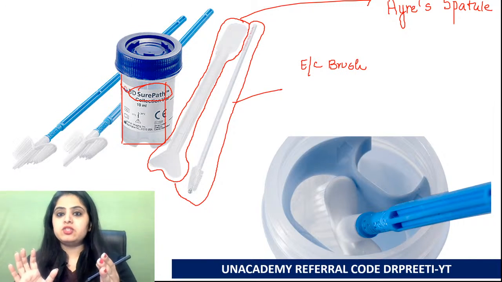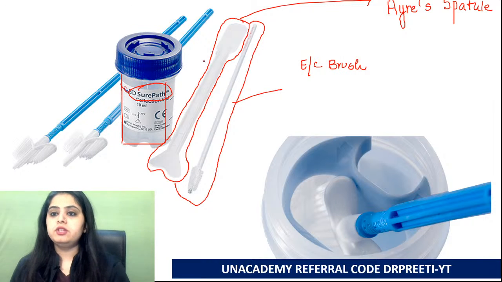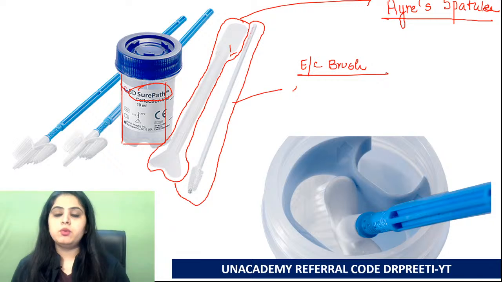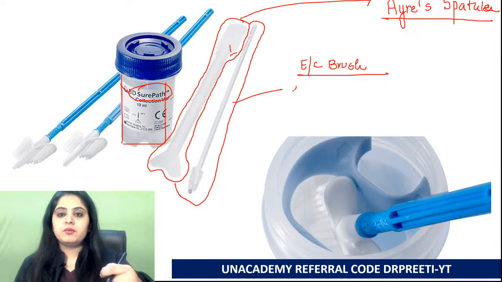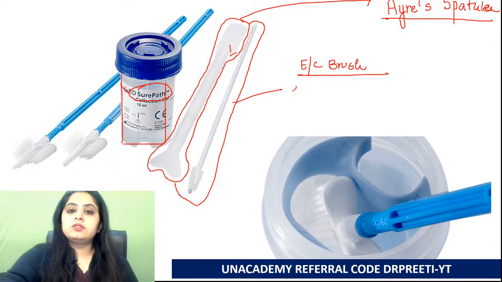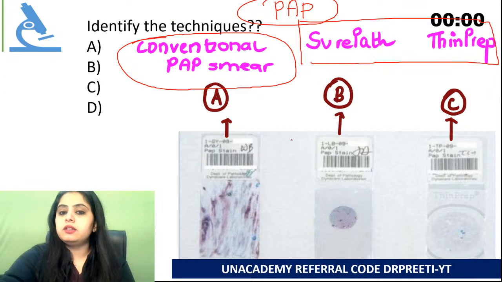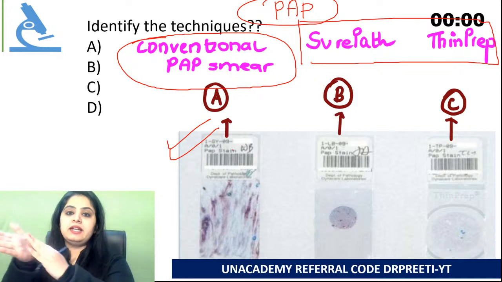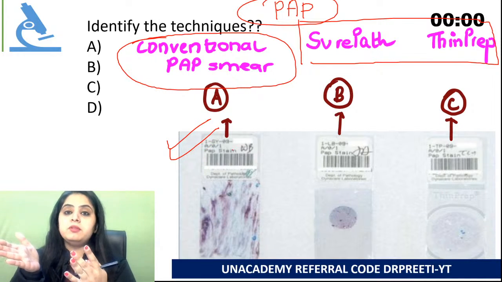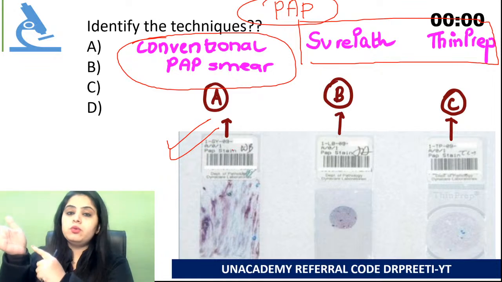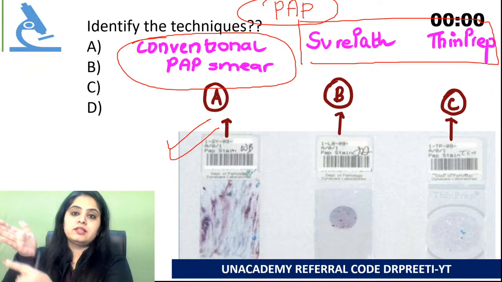With this Ayers spatula and cyto brush, you take the sample from the patient and on the slide you wipe it, like you're painting. So you get this kind of a smear, because you take the brush and you paint the slide like this. Now imagine how much time I would be wasting. I have to look at that entire slide from start to end, edge to edge.